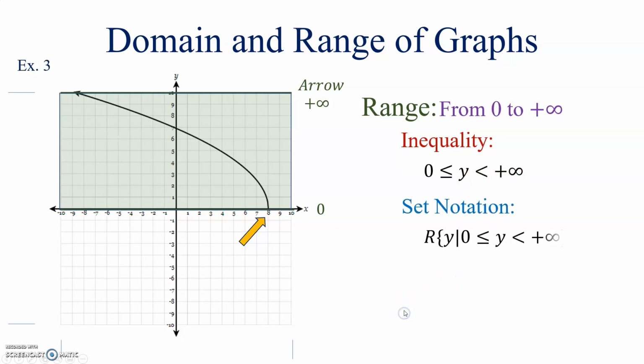Set notation, just pick up where we left off. Again, the set is now the range, and the variables we're using are y's. The most common error is to consistently use x's for everything. So be careful. And interval notation, just going from the 0 to the positive infinity. 0 is going to have the bracket. Infinity has the parentheses. So that was a little different type of situation.